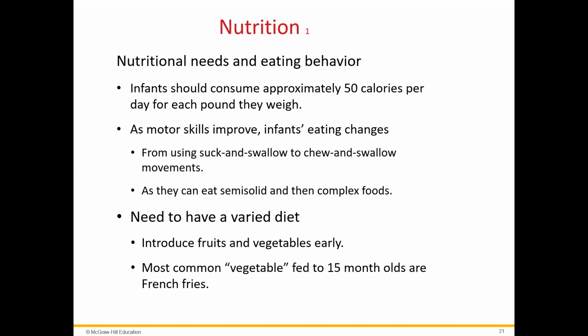Unfortunately, there was a study done of 3,000 randomly selected 4 to 24 month olds. So they were between 4 months and 24 months, 2 years. And they looked at their eating habits. As it says here, the most common vegetable fed to the 15-month-olds was French fries. You don't need French fries at a year and 3 months of age.